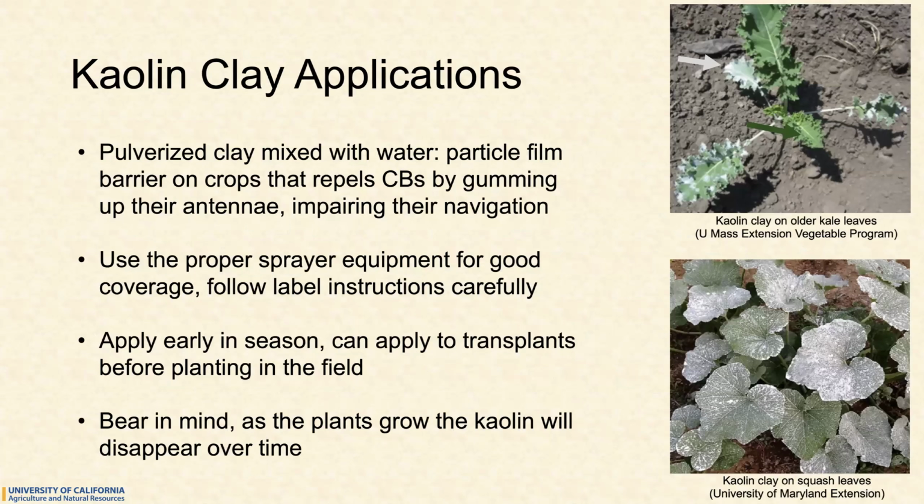Another strategy is kaolin clay applications. I think this is one that we could explore a lot more. It has a lot of potential. So kaolin clay products use polarized clay mixed with water. Basically, clay suspended in water. It's a particle film barrier on crops. So you spray this on your plants, and it repels cucumber beetles by gumming up their antenna, impairing their navigation. So if you're going to do this, you want to make sure you use the proper sprayer equipment for good coverage and follow the label instructions really carefully, whatever product you choose.